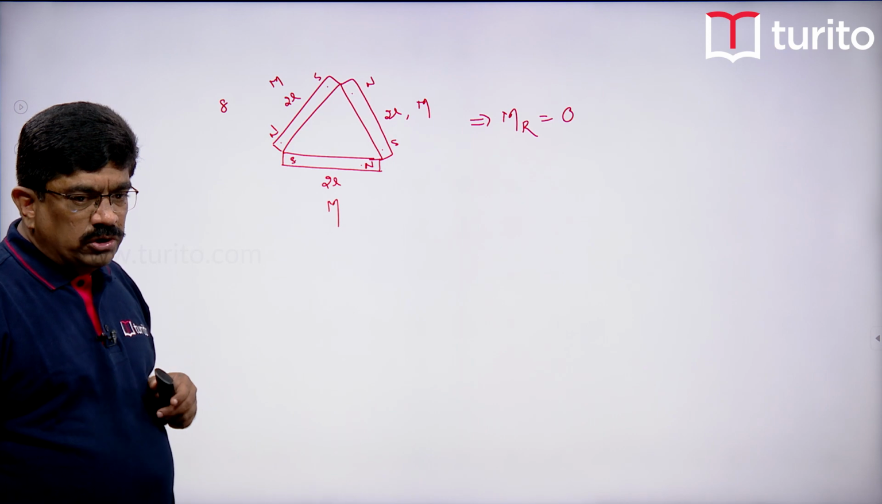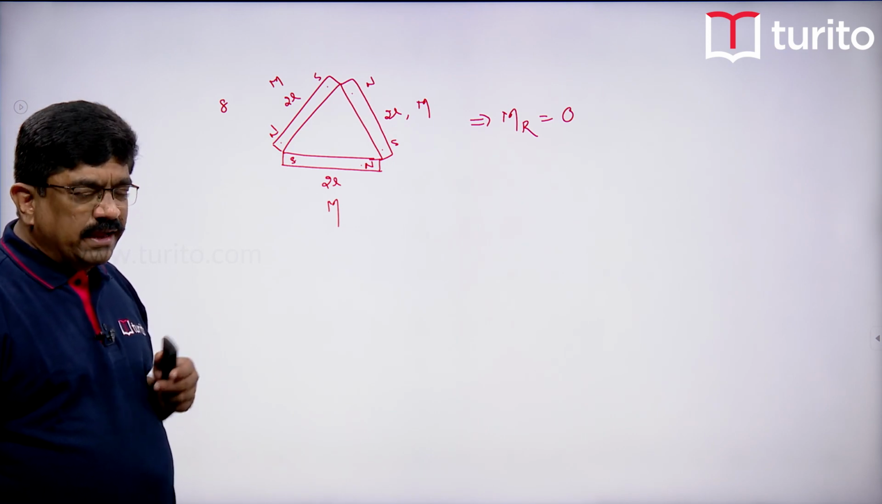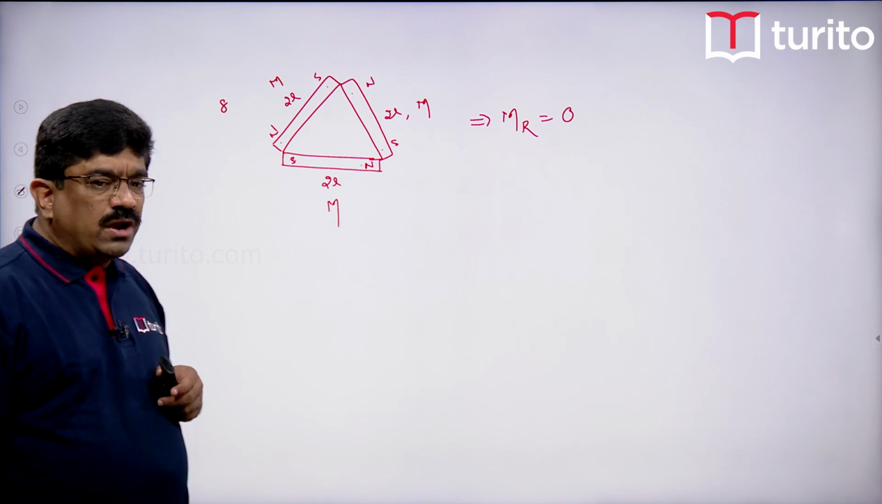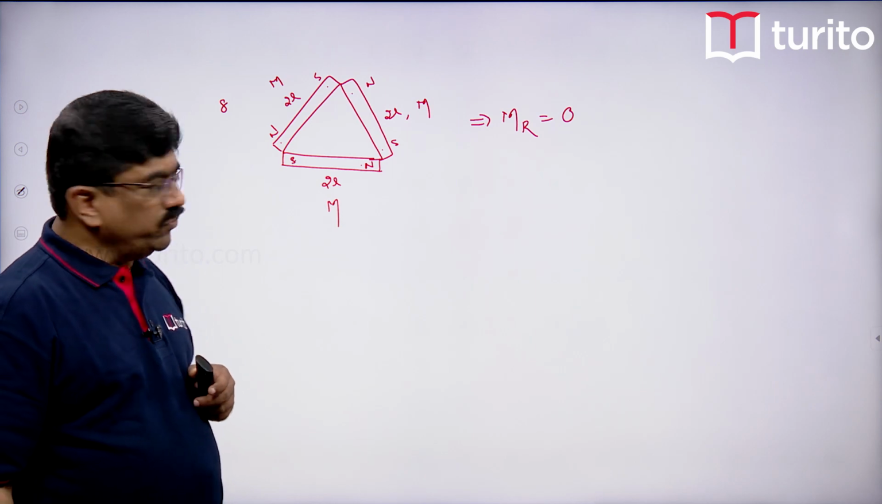How is it 0? We can discuss shortly, but this is the standard result, and here, by using the knowledge of vectors, we can prove that the resultant magnetic moment is equal to 0.